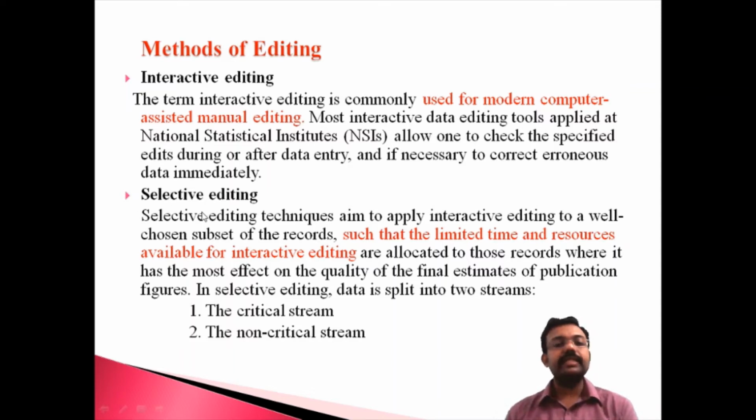The second category is selective editing. Selective editing means, suppose you have time constraints. Sometimes you are performing an editing activity and the time is constrained, so we select certain elements only for completing the activity. That category of editing is known as selective editing. Selective editing is a technique that aims to apply interactive editing to a well chosen subset of the records. That means it is a part of interactive editing. Selective editing is performed from the interactive editing.